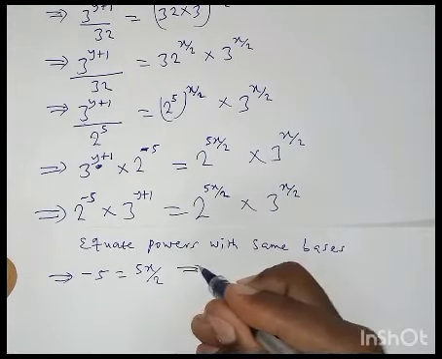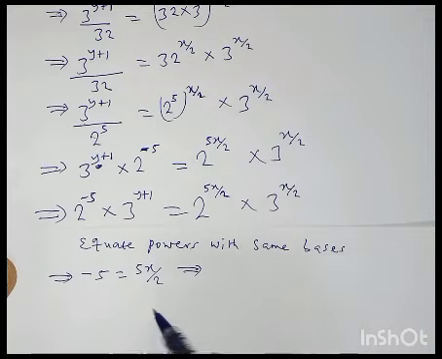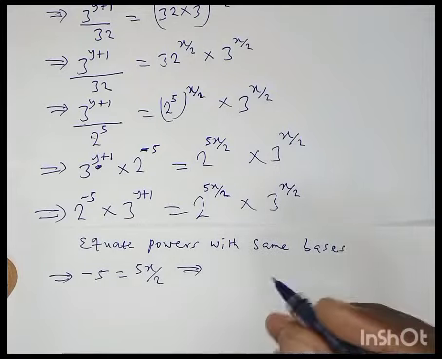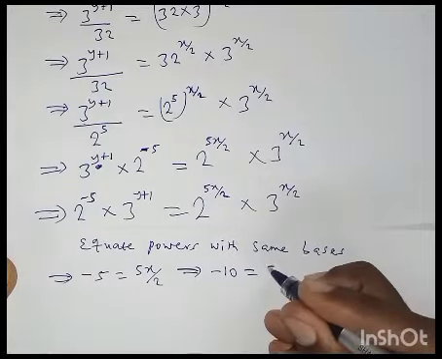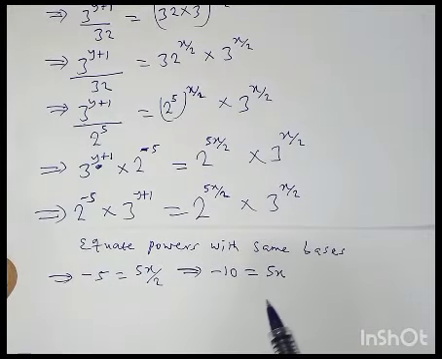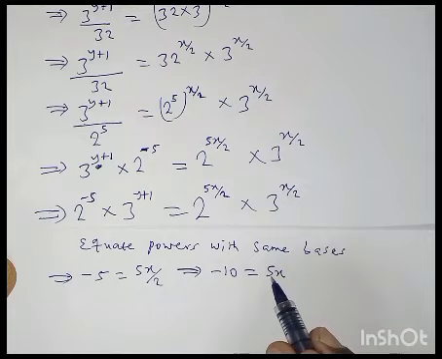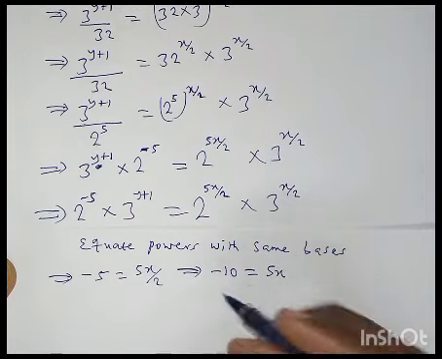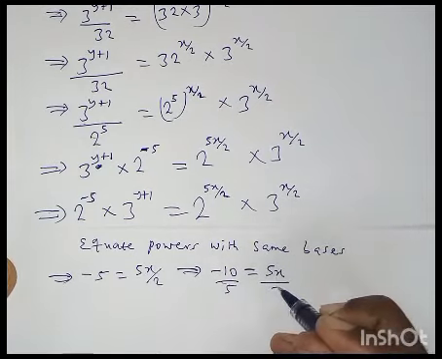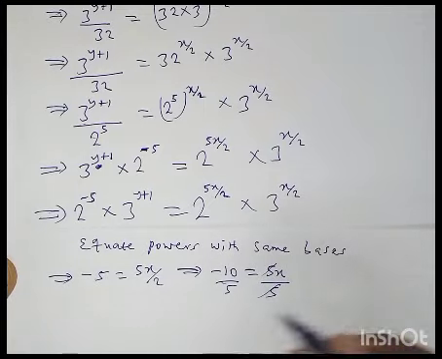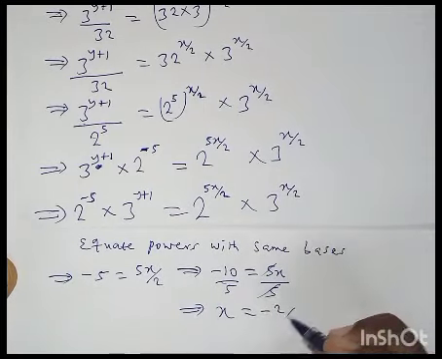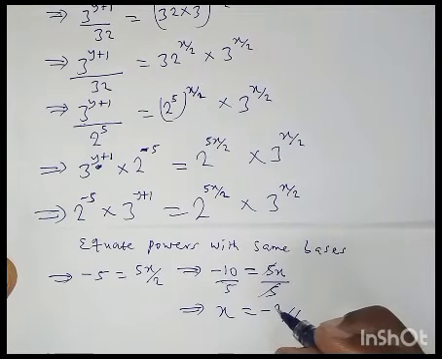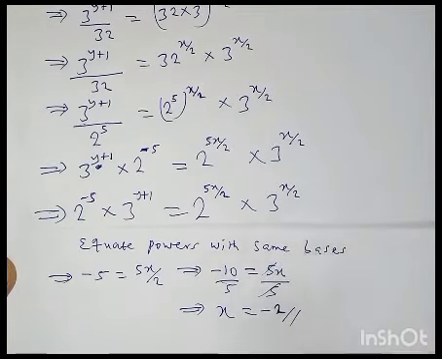Now you cross multiply. Minus 5 times 2 equals 5x, so minus 10 equals 5x. You are looking for x, so divide both sides by the coefficient of x, which is 5. It means our x is minus 10 over 5, which is minus 2. So x is minus 2.